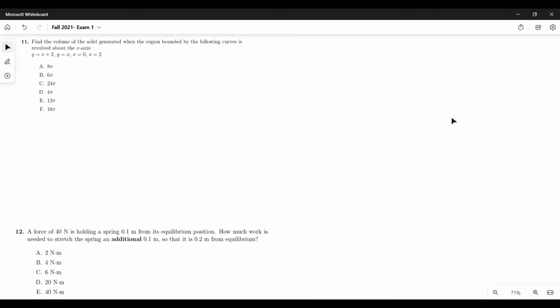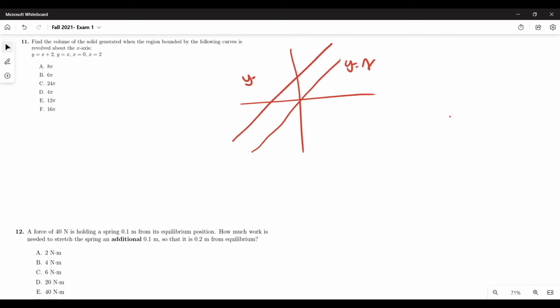Okay, this question asks to find the volume of the solid generated by those curves. Let's draw the curves. y equals x and y equals x plus 2. And then it's x equals 0, x equals 2. So this much area. If we have this kind of region, we are going to use the washer method.